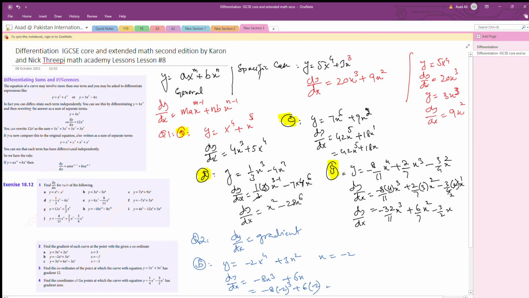So what is this thing? What is the value for this thing, students? Look, minus 2 power 3 is minus 2 into minus 2 into minus 2, which is minus 8. So it becomes minus 8 into minus 8.